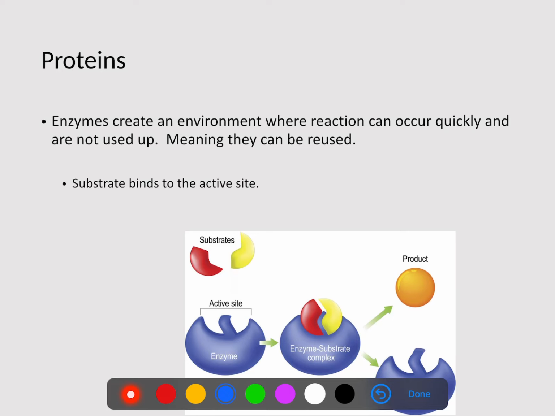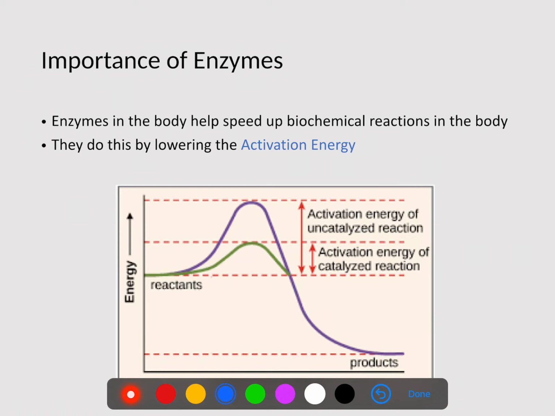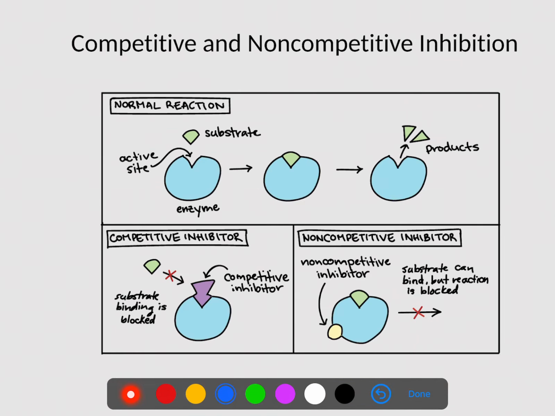So again, substrate binds to the active site. This forms an enzyme substrate complex where the chemical reaction occurs. The product is then released and the enzyme is able to be used again. So remember, enzymes in the body help speed up biochemical reactions in the body. They do this by lowering the activation energy. The lower the activation energy, the less energy is needed for your body to continue to work.